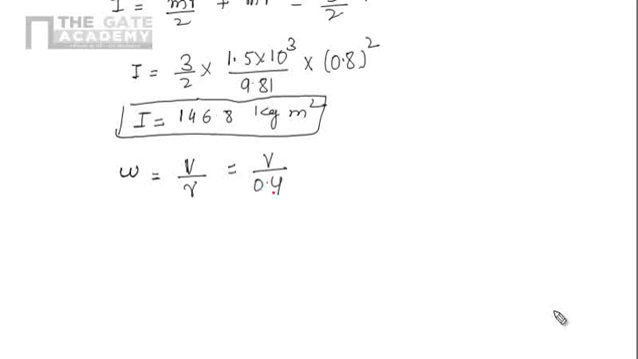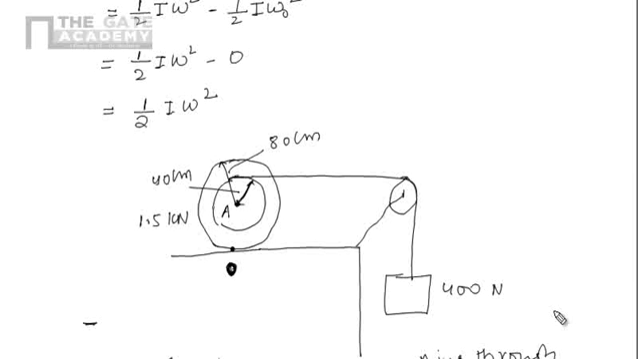So here I am considering 0.4, but here I took 0.8. So let's see the diagram here. Here if you see, this string is connected with a radius of 0.4. So if I am considering this one as V, we have to consider the corresponding radius. So omega for this case will be V by this R, that is 0.4.